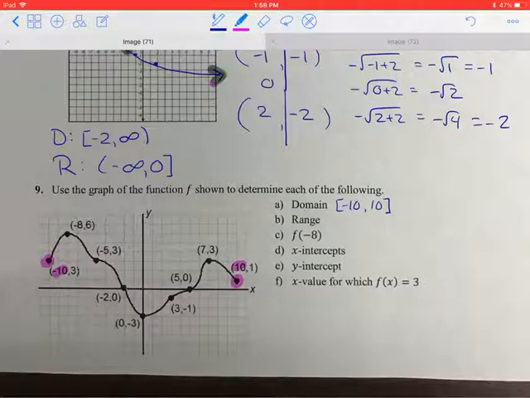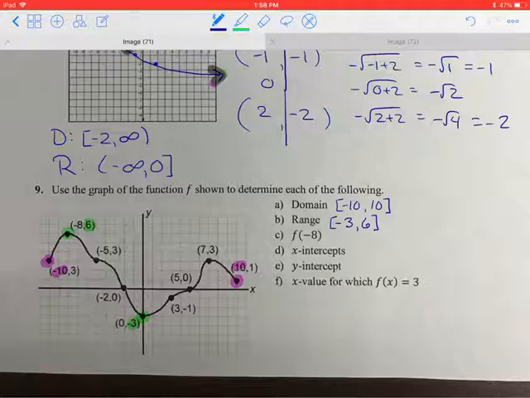Now when I go to range, I am looking at low to high. So I want to find my lowest point and my highest point, and I'm interested in the y values on those. So my range is going to go, my lowest point, y is -3. My highest point, y is 6. I do reach those points, so I want brackets.